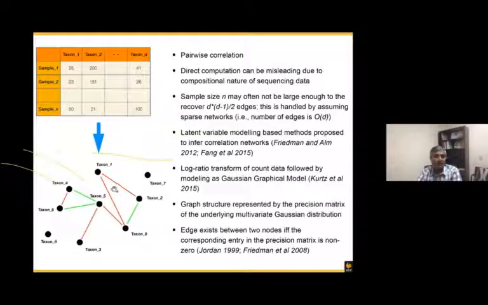Okay, so remember, our goal is to construct or identify these edges and their edge weights, and really compute what's referred to as partial correlations, because it turns out for Gaussian models, partial correlation is well captured by the precision matrix. Okay.